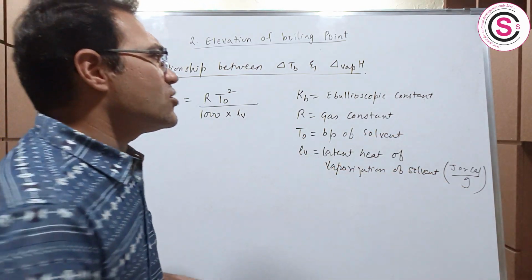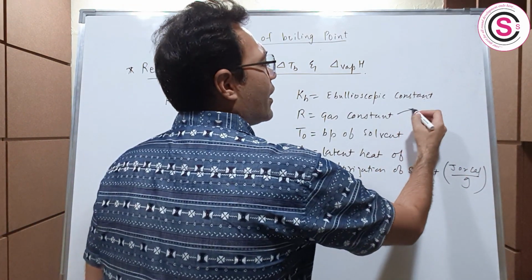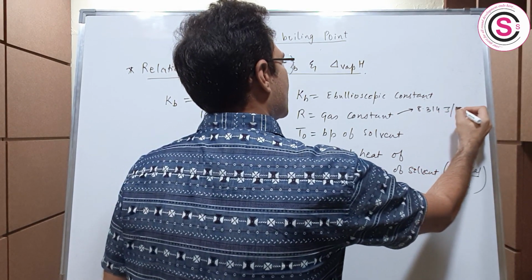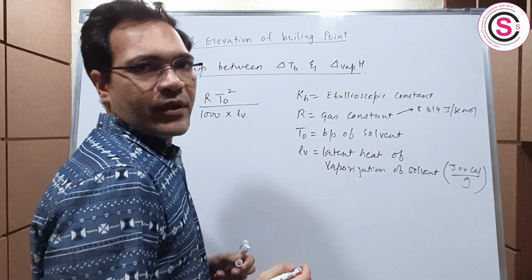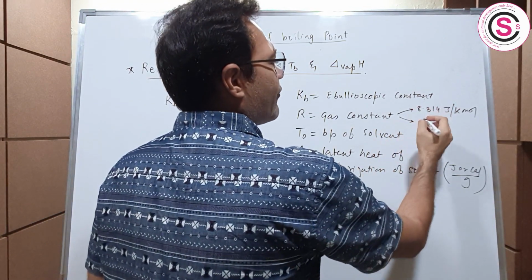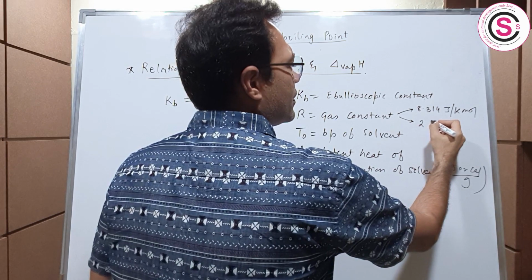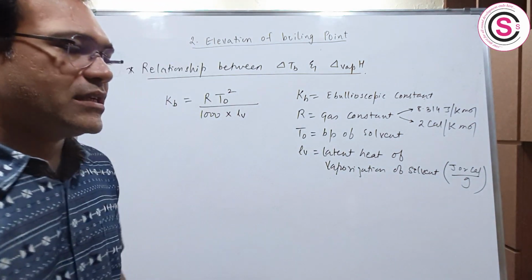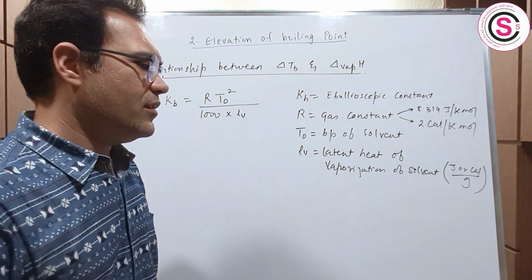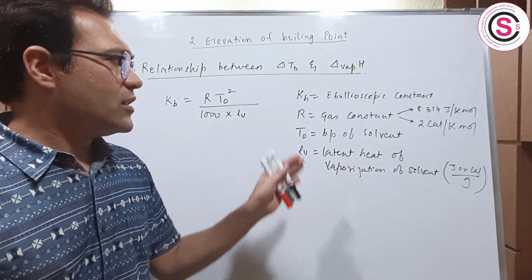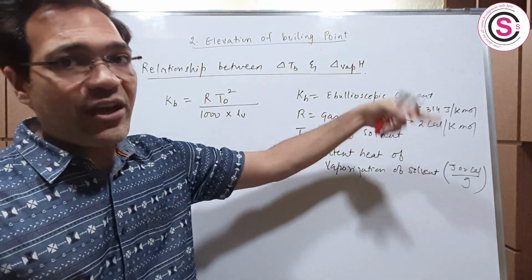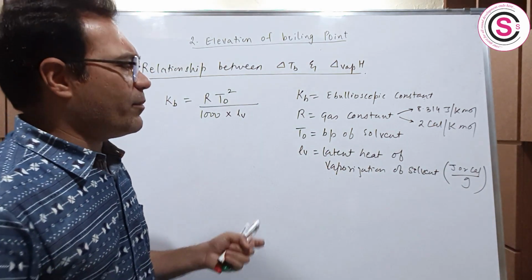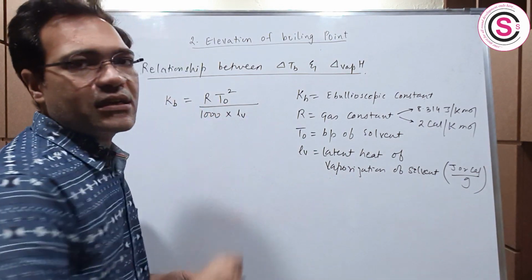Correct? So accordingly, students, see, if it is given in joule, then R you have to use in joule. You know the value, that is 8.314 joule upon Kelvin mole. Correct? And if it is given in calories, you have to use 2 calorie per Kelvin mole. Okay, so this is how you have to select which value of R you have to use depending upon the unit of LV given.